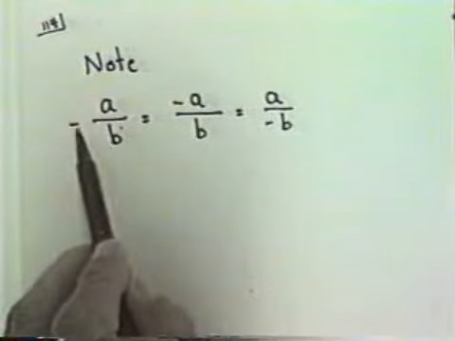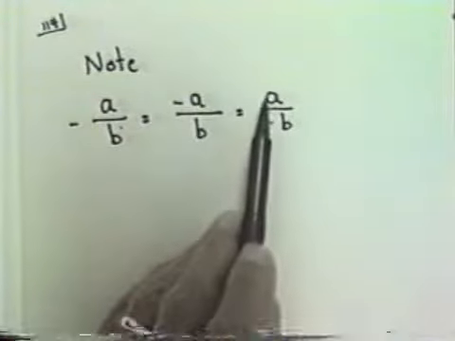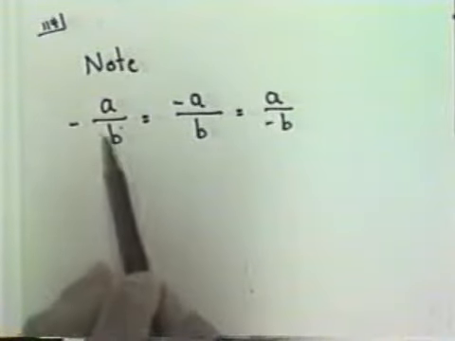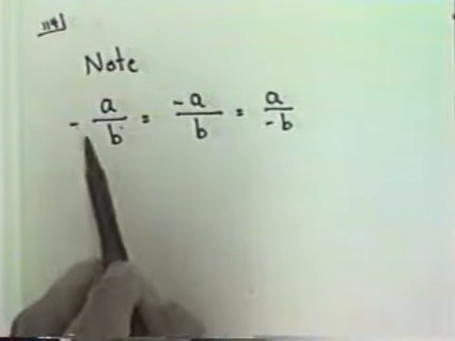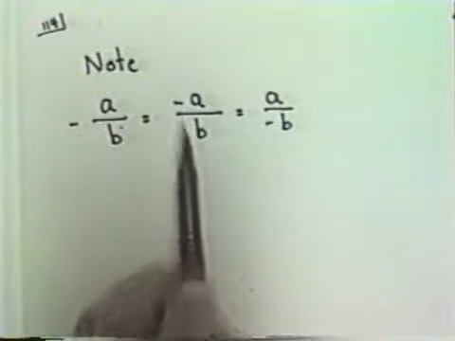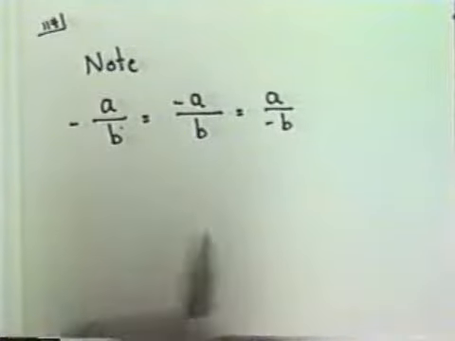Well, notice this is a negative. A negative divided by positive is a negative. A positive divided by negative is negative. So really, if you have a negative, you can put it outside the whole fraction. You can include it with the numerator, or you can include it with the denominator, whichever way you prefer.